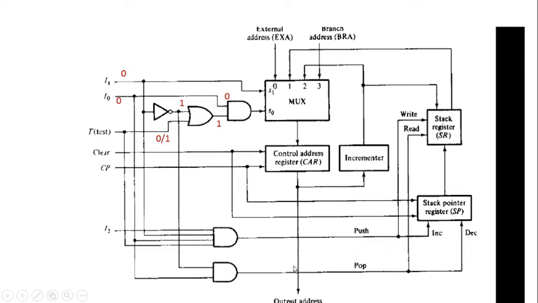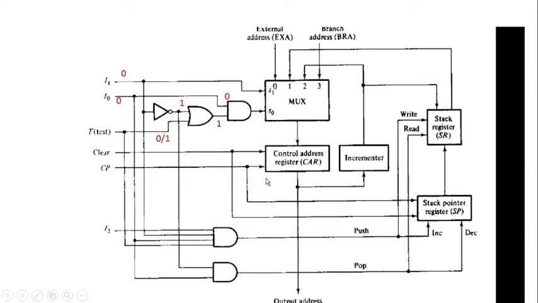Okay, so this is the configuration of our microprogram sequencer. Here we have the separate incrementer unit in order to increment the current content of this CAR by 1, and similarly we have the stack pointer register in order to support the push and pop operation on the stack register file. So these are the components and the configuration of our microprogram sequencer.